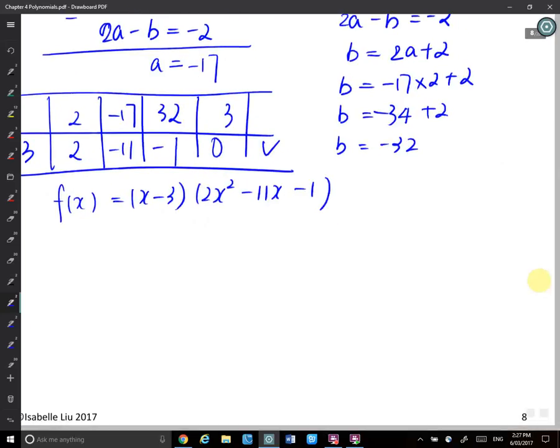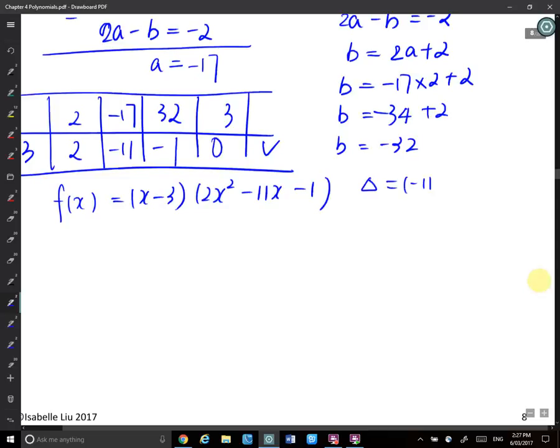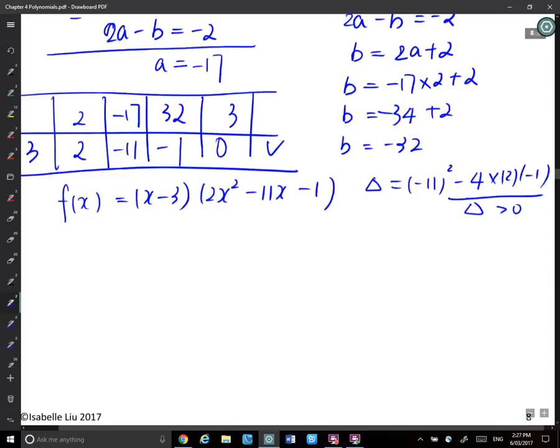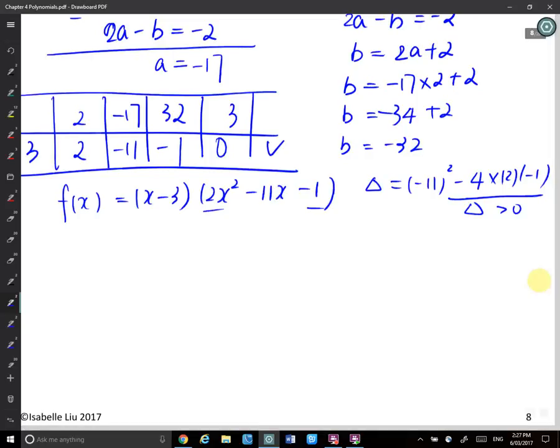So this quadratic gives me a positive discriminant, because the discriminant is minus 11 squared minus 4 times 2 times minus 1. That must be a plus. So I have a positive discriminant. So what I can do, I can't really use a 2 and 1 to make it 11. So the way will be completing the square for this. Okay, completing the square for this.